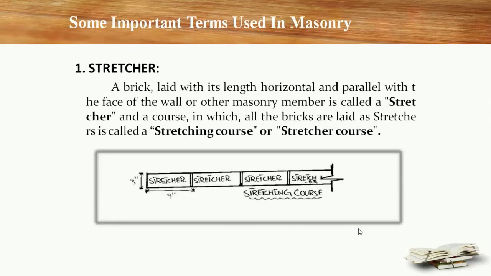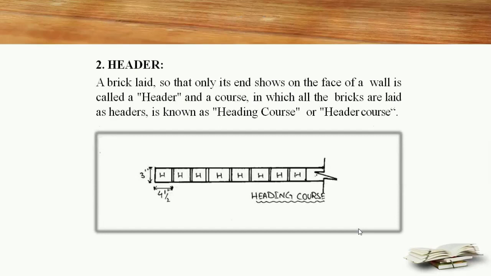These are some important terms which are used in masonry. A brick laid with its length horizontal and parallel with the face of the wall or other masonry member is called the stretcher, and a course in which all the bricks are laid as stretchers is called the stretching course or stretcher course. Next is the header. A header is a brick laid so that only its end shows on the face of a wall, and a course in which all bricks are laid as headers is known as the heading course or header course, as you can see in the figure also.